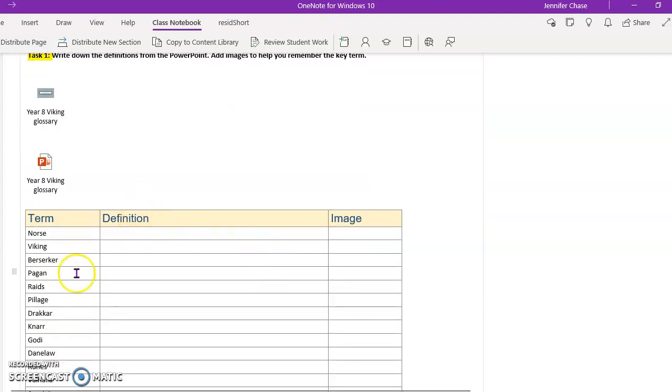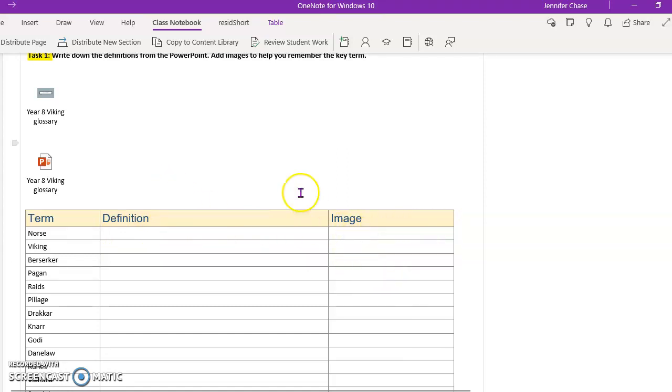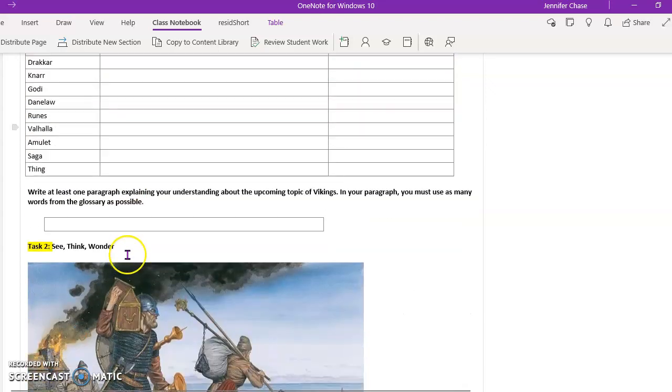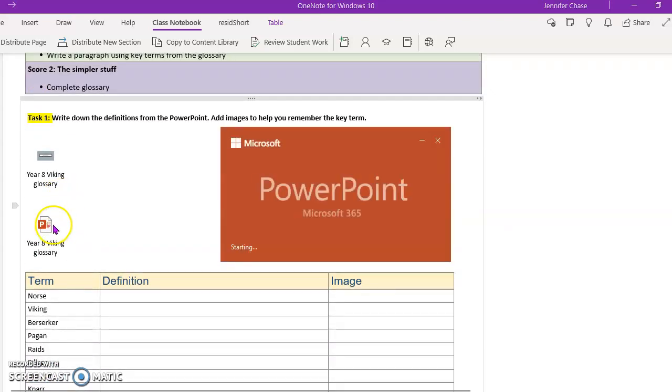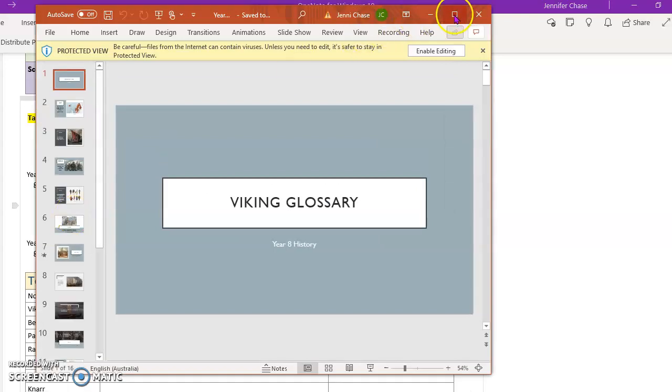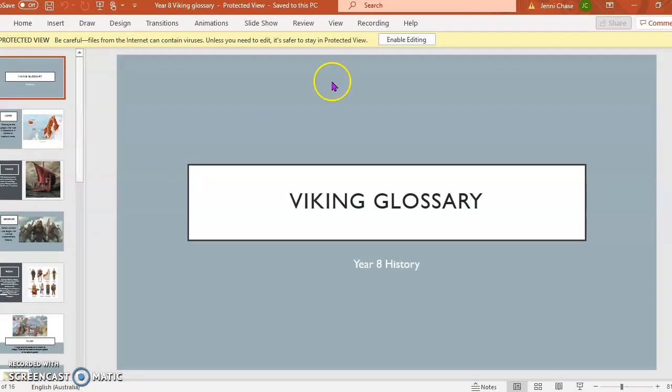So, we've done glossaries before. I've already actually written in the terms for you, so all you're going to have to do is write down the definition. Okay, and if you like, stick in an image. Go find one yourself. Don't just copy mine, that might be boring. Okay, so I've said open the PowerPoint, but I know sometimes people can't do that, so there is a PDF version for you as well. Okay, so let's talk about these key terms, and you can type them as I go.